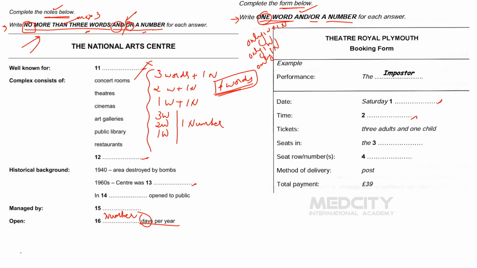Now you look here, date. So here you can expect only a date, nothing else. Time. So again here you can expect a time in numbers, maybe 3:30, 4:30, whatever it is. Now again here, seat row or numbers. Here also you would be expecting a number.